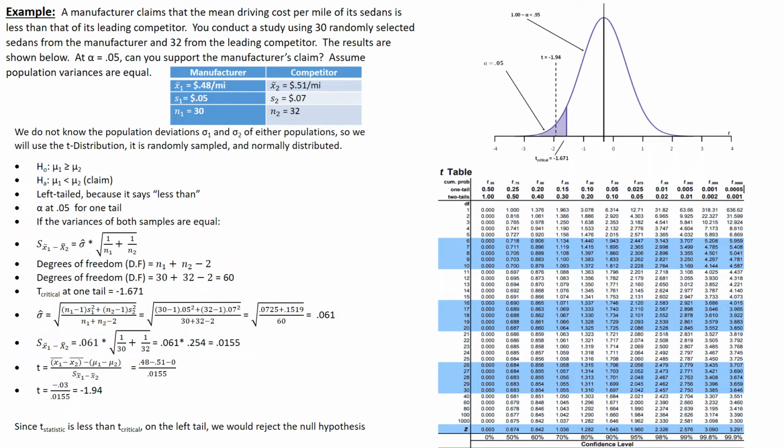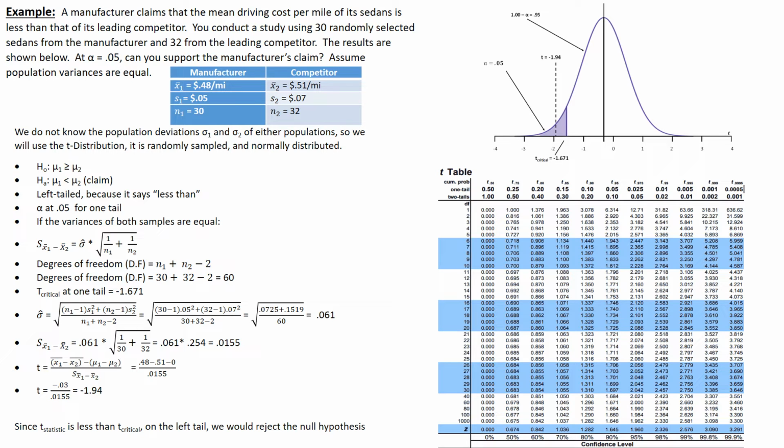A manufacturer claims its mean driving cost per mile of its sedans is less than the leading competitor. You conduct a study using 30 randomly selected sedans from the manufacturer and 32 from the leading competitor. Results are shown below. Alpha 0.05. Can you support the manufacturer's claim? Assume the population variances are equal.